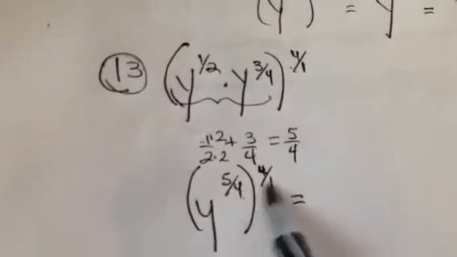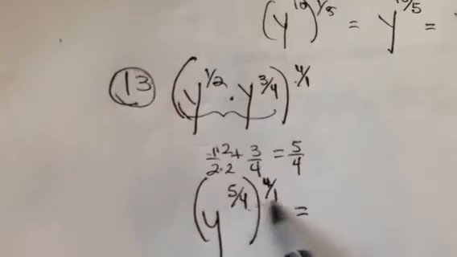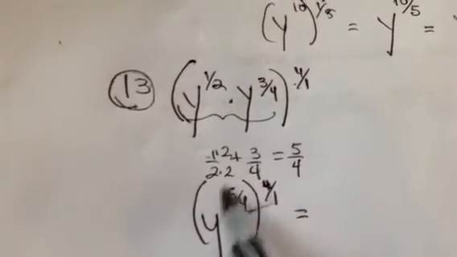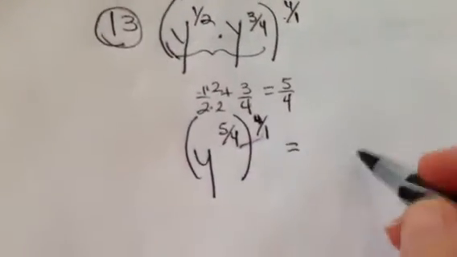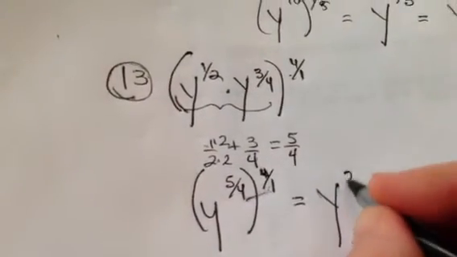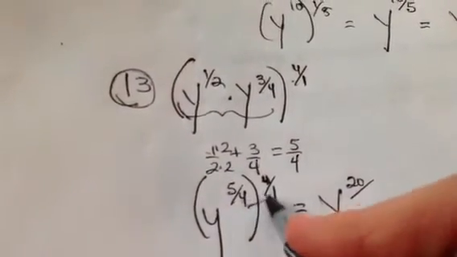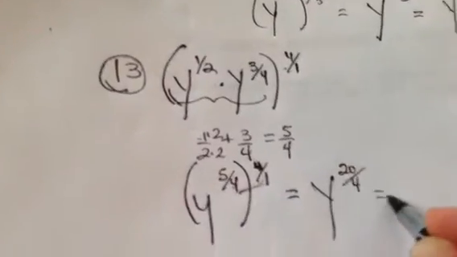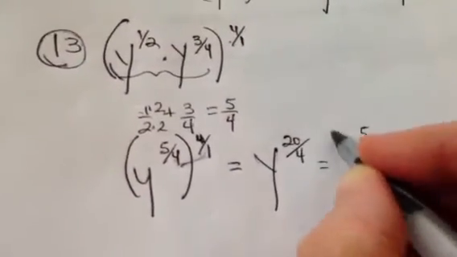Remember, when you have these exponents written right beside each other, like this, way up here in the sky, you can combine those by multiplying. So, don't make this hard. You got 5 times 4, that's 20, over 4 times 1, which is 4. That gives me y to the 5th.